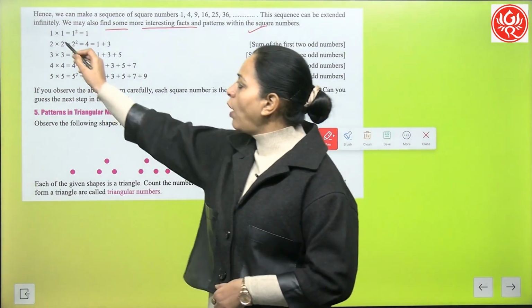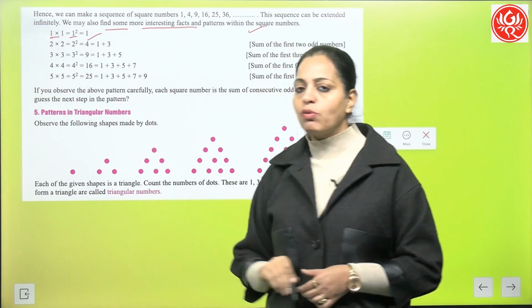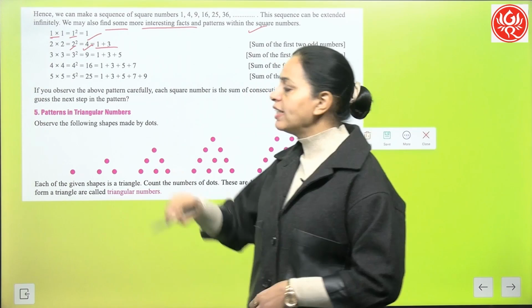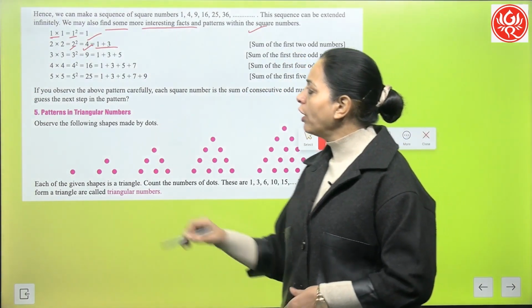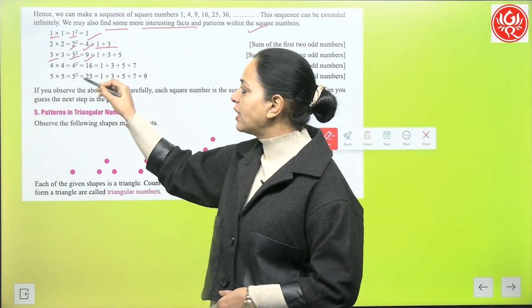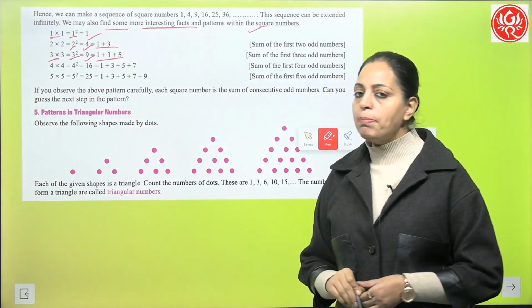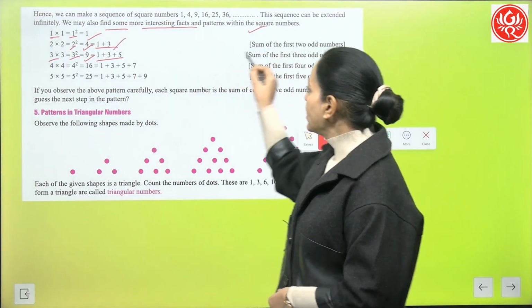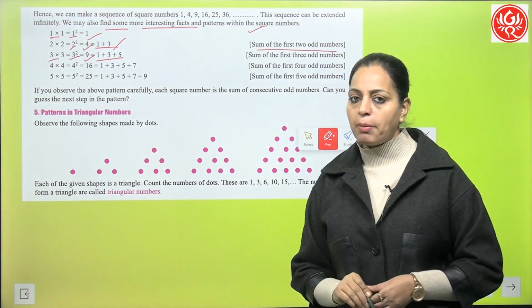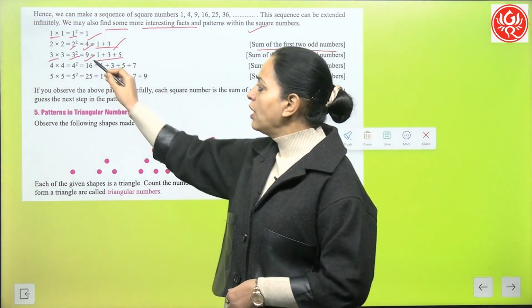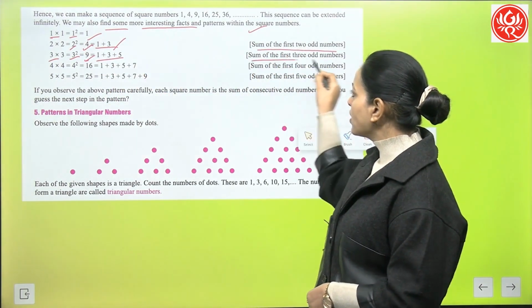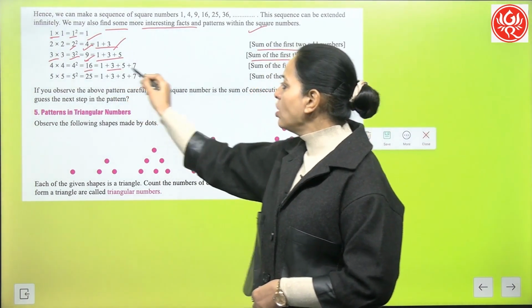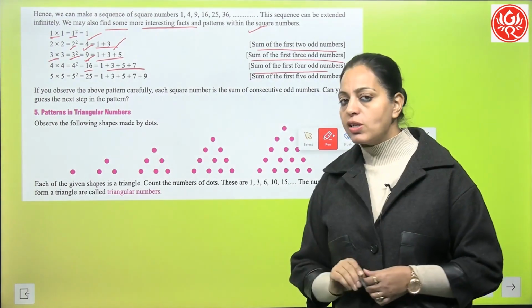See, here you know 1 into 1 is 1 square, that is 1. 2 into 2 means 2 square, means 4, that is 1 plus 3. Now here 3 into 3, 3 square, that is 9, 1 plus 3 plus 5. So what we are getting? Here we are getting sum of the first 2 odd numbers equals 4. 9 is equal to sum of the first 3 odd numbers. And 16 is equal to sum of the first 4 odd numbers.